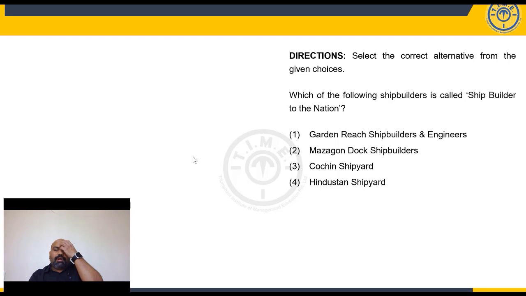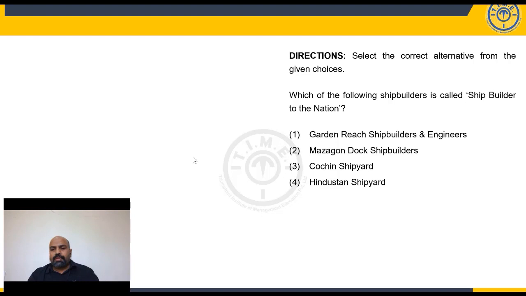Next, New Mangaluru, M-A-N-G-U-L-U-R-U. Next, Cochin, or Kochi, K-O-C-H-I. So we got 6: Kandla, 2 in Mumbai, Marmugao, New Mangaluru, Kochi. Let's take a U-turn.